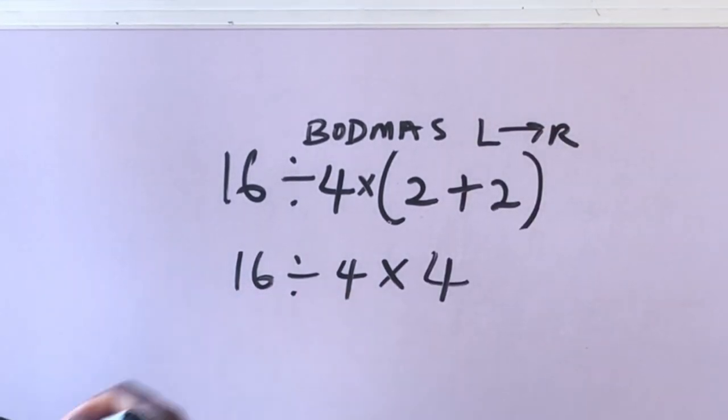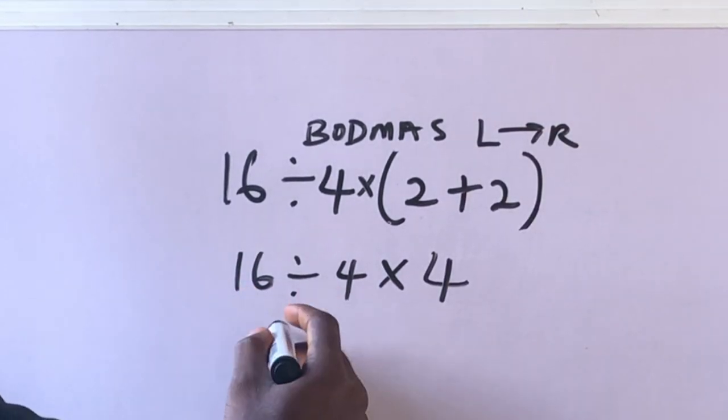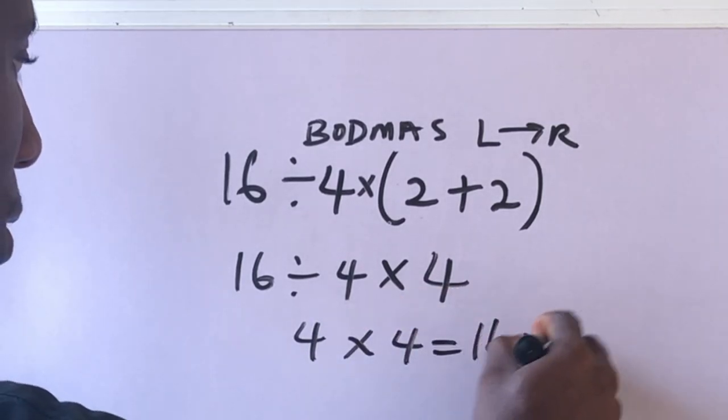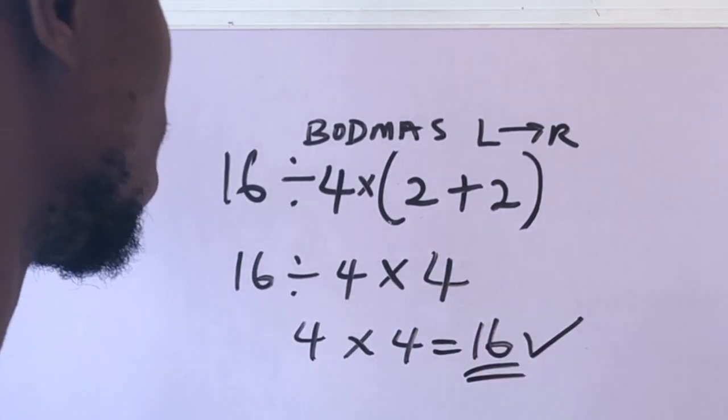So here will be what? 16 divided by 4 will give us 4, times this 4, which is equal to what? 16. And this is the final answer.